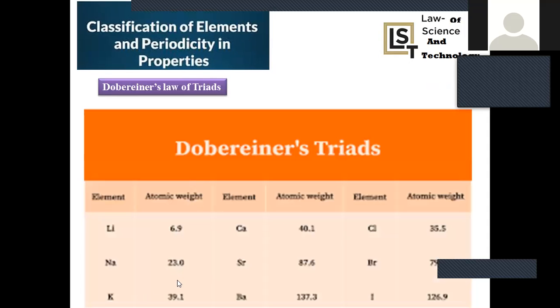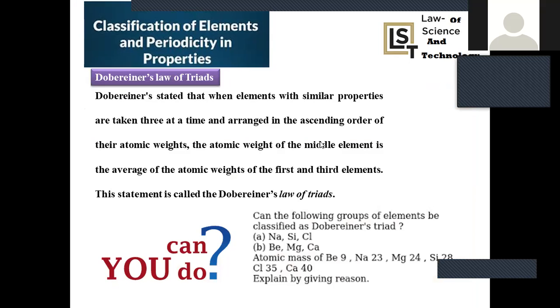How did we arrange them? 7 followed by 23 followed by 39.1. Calcium with 40 followed by 87 followed by 137. Chlorine with 35, 79, 126. That means increasing order of atomic weights is given. So the arrangement is in a systematic manner where the atomic weight increases regularly. All these three elements have similar properties and are arranged in that cluster with increasing atomic weights. Right, ascending order of atomic weight is considered.